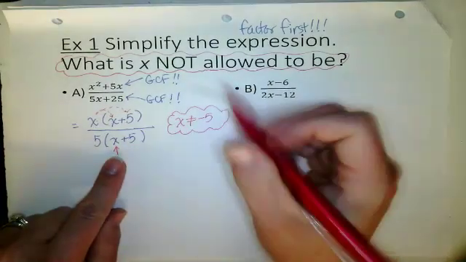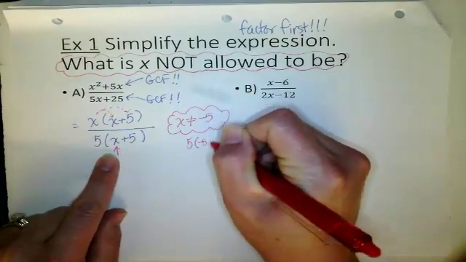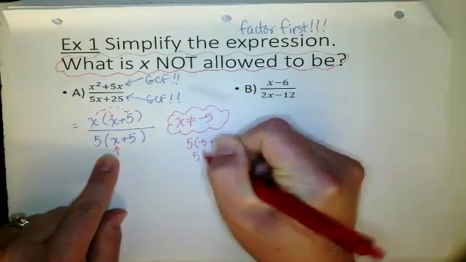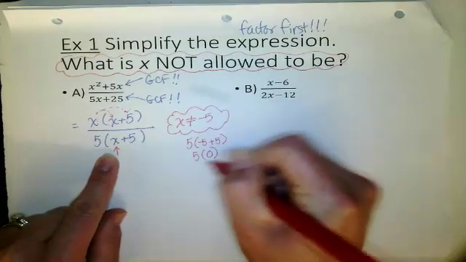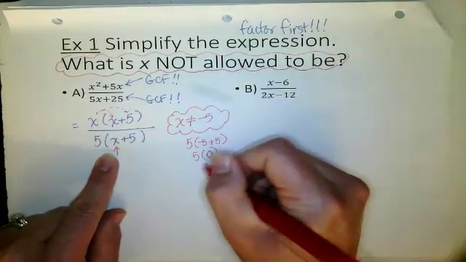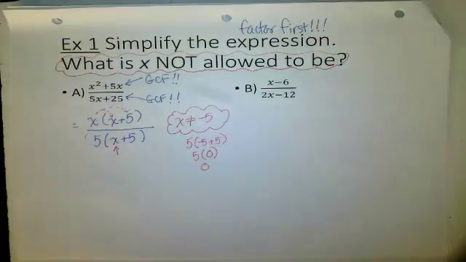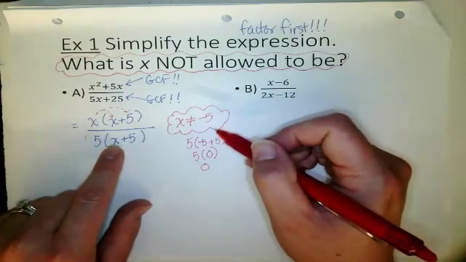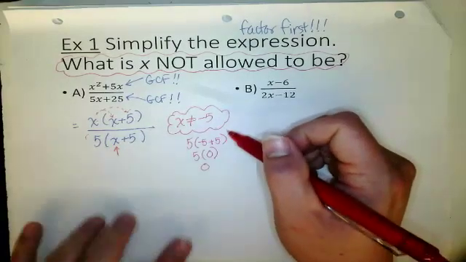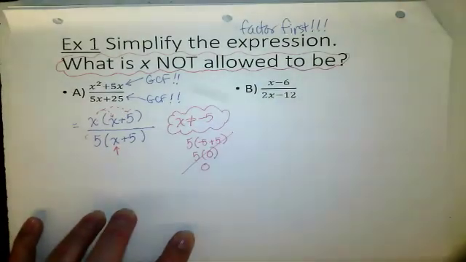If you were to take -5 and plug that into the denominator, you'd have 5 times -5 plus 5. -5 plus 5 is 0. And what's 5 times 0? 0. And we would have a 0 in that denominator. And we're not allowed to divide by 0. It's a big fat error. Okay? So if we were to plug in -5, that would be an undefined fraction, which is not allowed. So that's something we want to pay attention to because that's going to come up later.